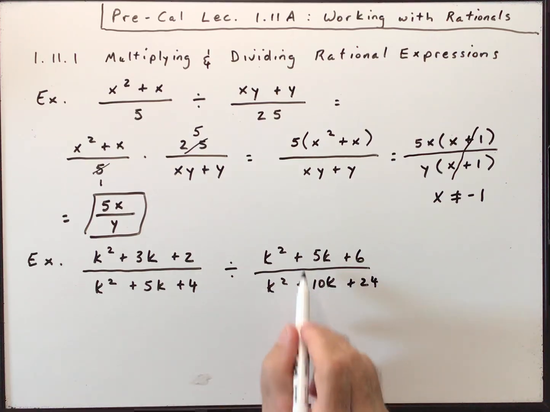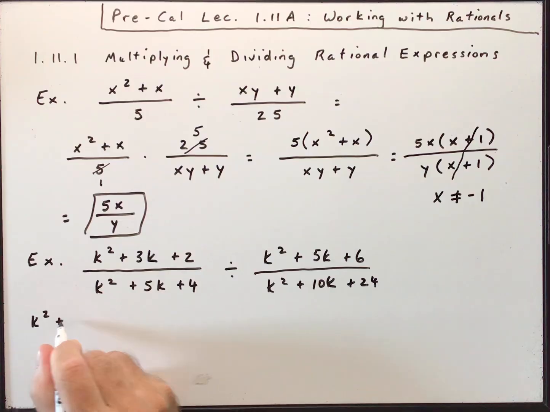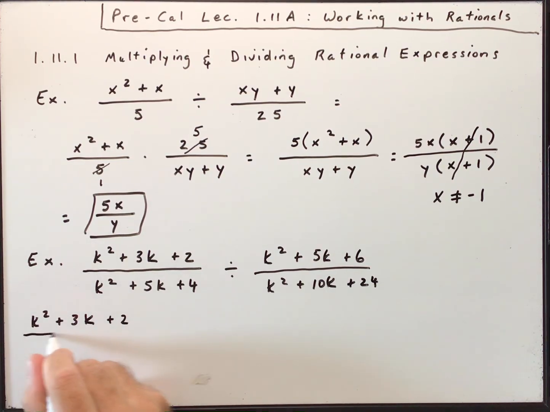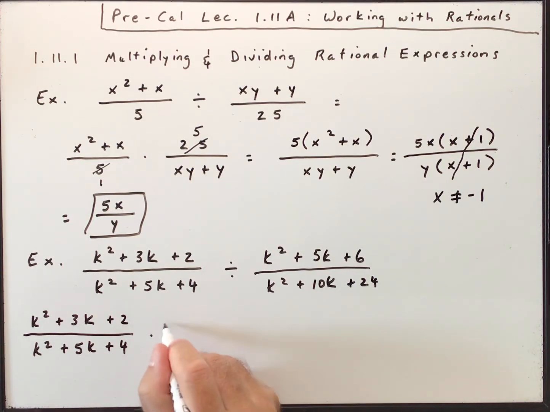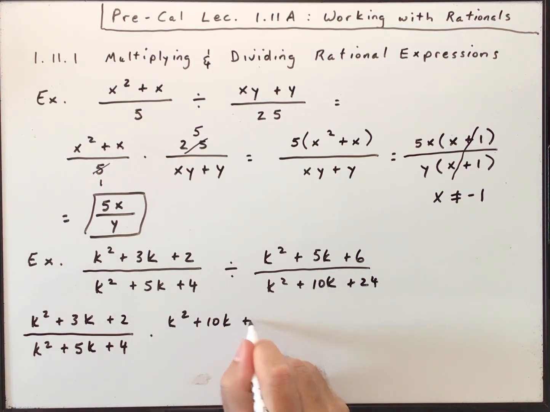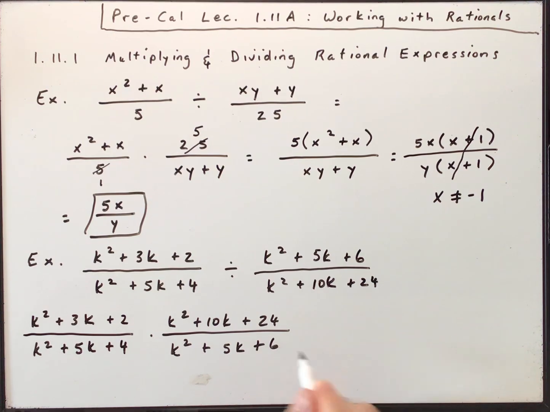Okay, so first thing I'm going to do is flip this second one. So we've got to rewrite a lot here. Sorry about that, but that's the way it goes. On your paper, you'll have your worksheet, you'll have the original problem, so you can just go straight to the flip, right? So times k squared plus 10k plus 24 over k squared plus 5k plus 6. I'm doing the flip of this term, or the reciprocal.